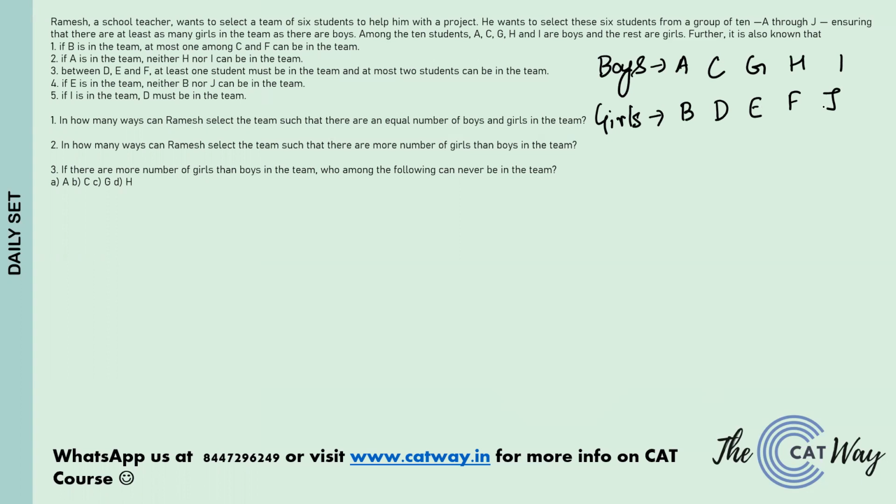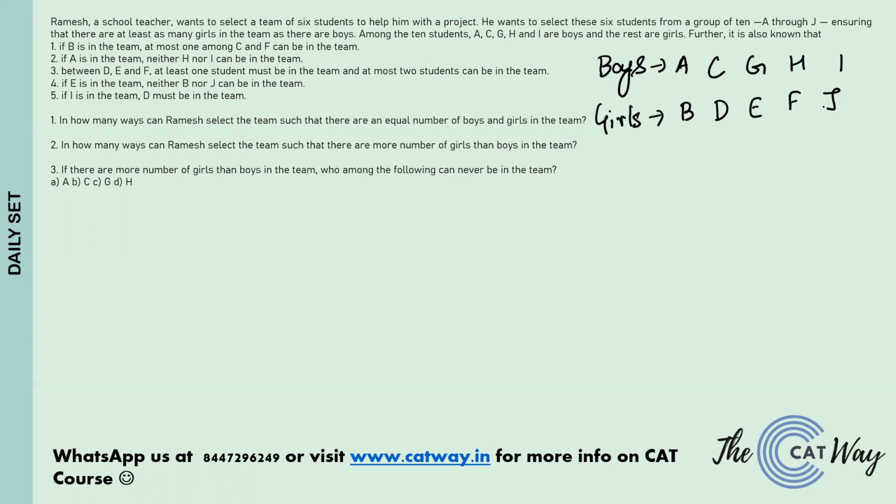Now we have also been given 5 points, and they say that if B is in the team, at most one among C and F can be in the team. If A is in the team, neither H nor I can be in the team. Between D, E, and F, at least one student must be in the team, and at most 2 students can be in the team. If E is in the team, neither B nor J can be in the team. And if I is in the team, D must be in the team. So we have been given a few conditions.